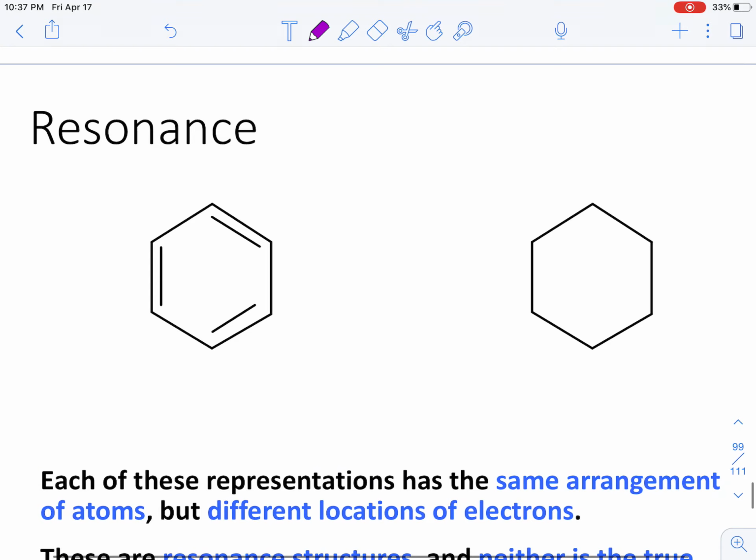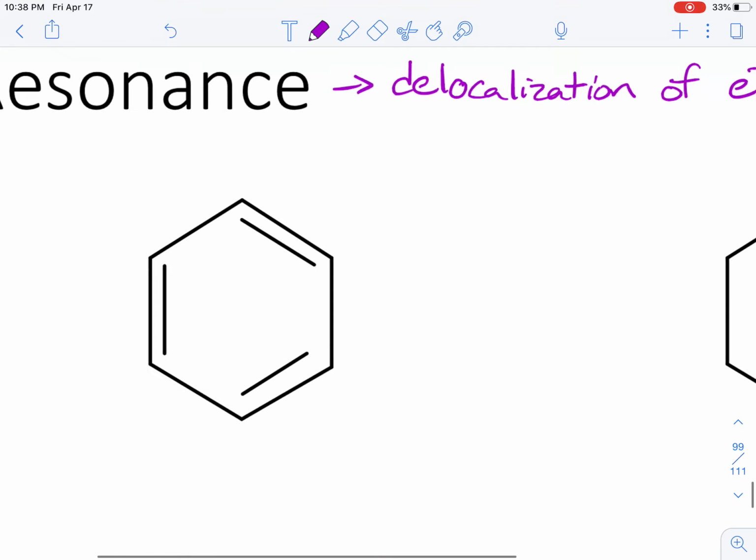So the next item that I want to discuss is resonance. And so resonance is one of these terms that you guys are going to come across in higher levels of chemistry or organic chemistry, or even biochemistry. And so resonance describes the delocalization of electrons. So what does it mean?